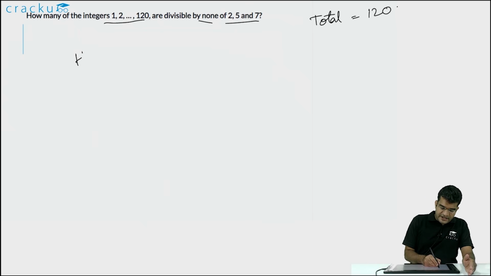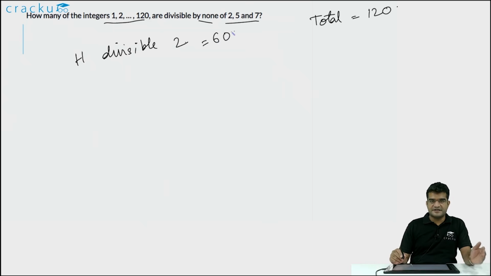Out of this, how many are divisible by 2? The number of integers divisible by 2 amongst the given 120 will be equal to 60. They are all the even numbers, that is 2, 4, 6, dot dot dot till 120. So the number will be equal to 120 divided by 2.